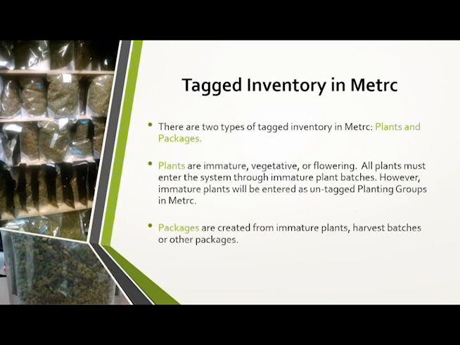Plants are the immature, vegetative, and flowering plants, and then all plants, the antithesis of the immature plant batches. But those immature plant batches actually aren't tagged. Where you're really going to be mainly focused, or solely focused, is the packages. Those can be created from immature plants, which are kind of clones, or harvest batches, which obviously is raw plant material, or from other packages, which may be infused products or maybe a concentrate of some sort.